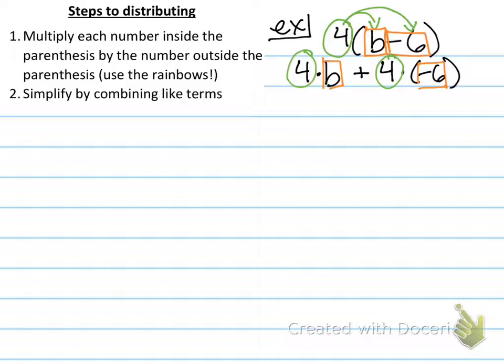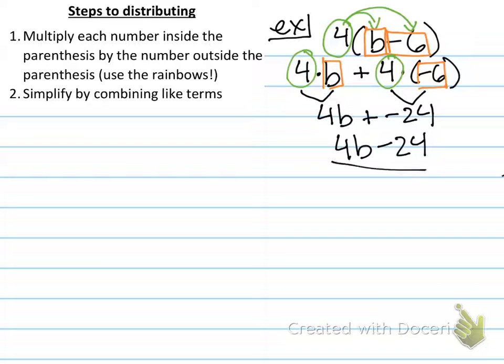So now we're going to multiply this out. 4 times B is 4B. 4 times -6 is -24. And the most simple way to write this is 4B minus 24. And this would be your simplified expression after you use distributive property.